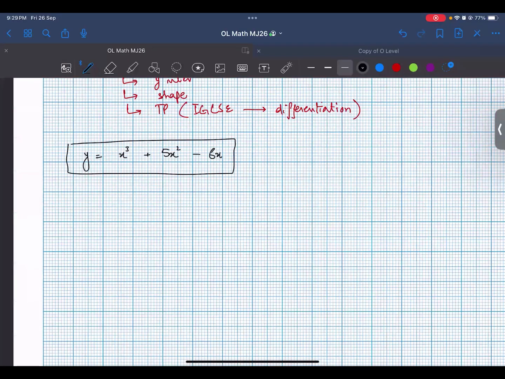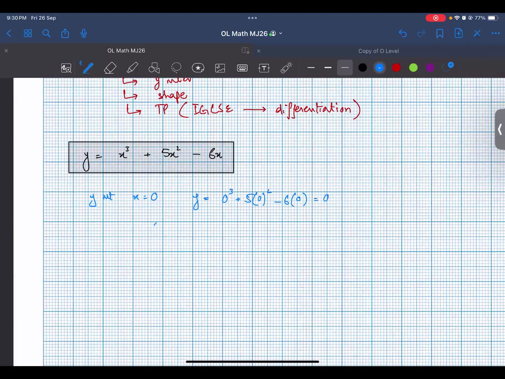The easiest thing we'll see is finding the y-intercept. Y-intercept is when your x is 0. Suppose your x is 0: 0 cube plus 5 times 0 square minus 6 times 0, everything is 0. So this means the origin is one of the points it is passing through. So the y-intercept is 0.